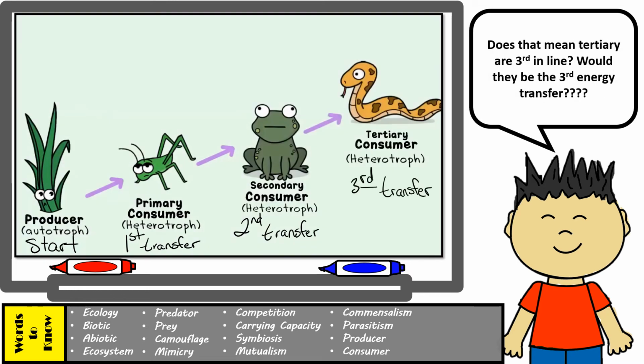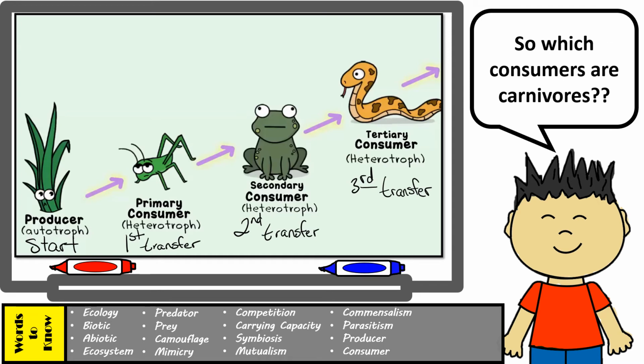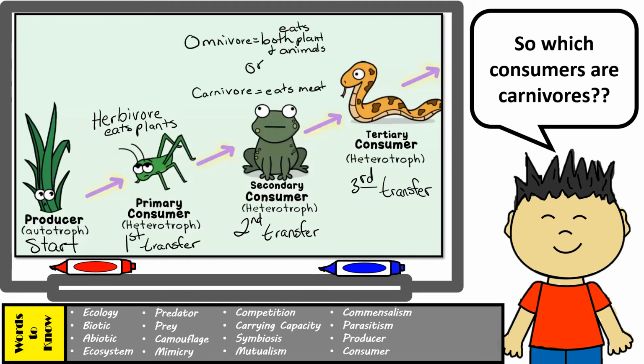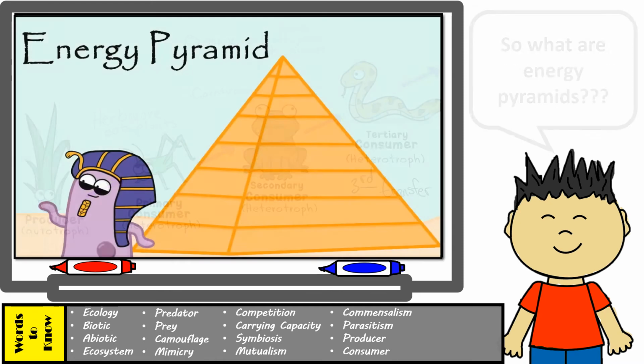Yes, Alex, you're right. Tertiary consumers are the third in line of a food chain after the producers. That means that they eat secondary consumers. Good question, Alex. We said that the primary consumers are herbivores because they eat producers, but we know that secondary consumers, as well as those that follow it, must consume another consumer, which means that they all must either be omnivores or carnivores. Great question, Alex.